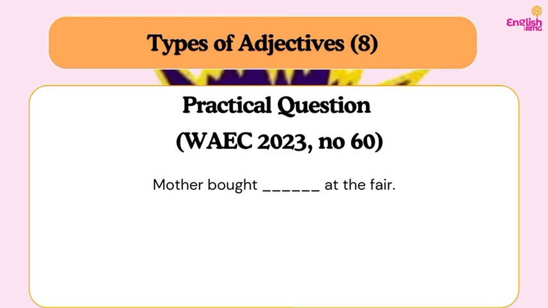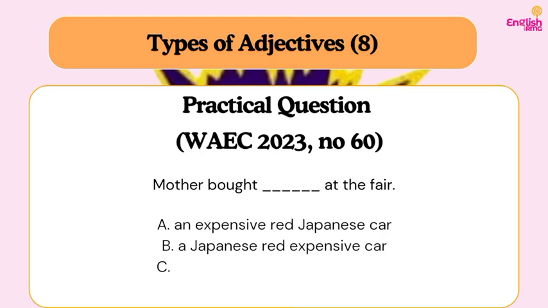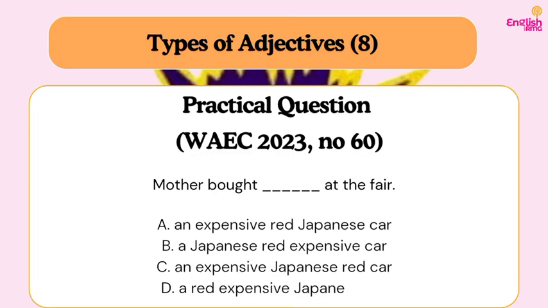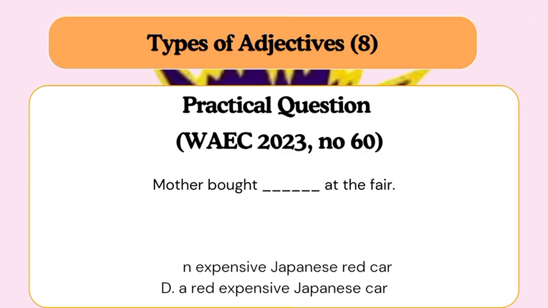So we have, Mother bought dash at the fair. Mother bought dash at the fair. So we need to consider the options for us to see our order of adjectives. So A, an expensive red Japanese car. B, a Japanese red expensive car. C, an expensive Japanese red car. D, a red expensive Japanese car. So which of these is going to be our answer?